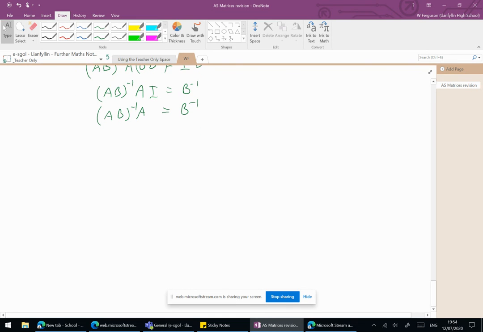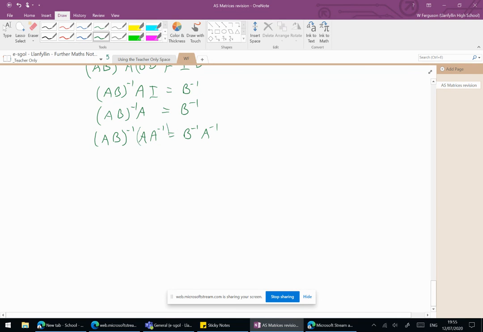Now I'd quite like to get rid of that A as well. So I can, if I right multiply by A to the minus 1, that would be the alternative equivalent to dividing by A, and that would remove it from that side. So if I'm right multiplying by A to the minus 1 on the left of my equation, I also have to right multiply on the right-hand side of my equation, B to the minus 1, A to the minus 1. Hopefully you can see where this is going now.